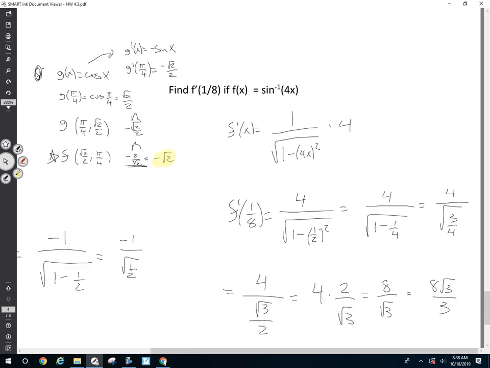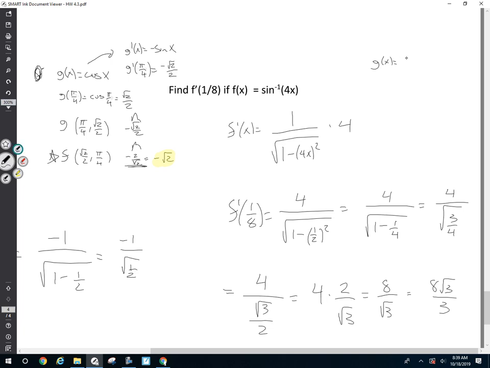Let me show you kind of the same example for this. And I hope I didn't confuse you with the flip-flopping, but I'm starting with f and I'm trying to find its derivative. Well, f is the inverse sine function. So that means its inverse g would be sine. Now, I'm trying to find the derivative of f at 1/8. And it'd be sine of 4x. Would not be sine of 4x. Sine of 4x divided by 4.